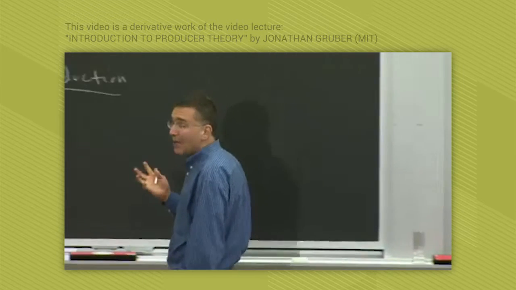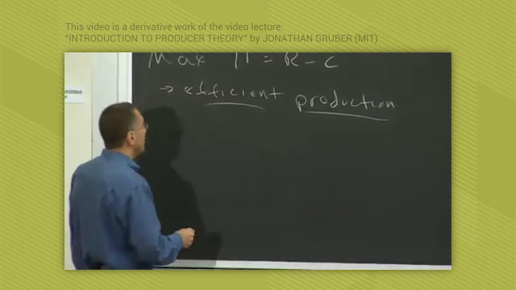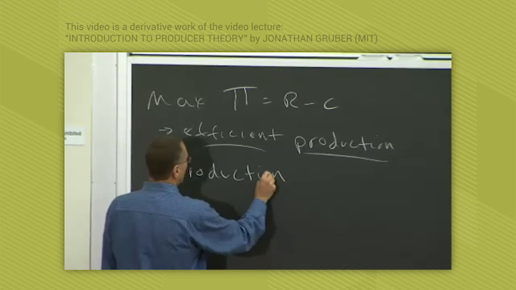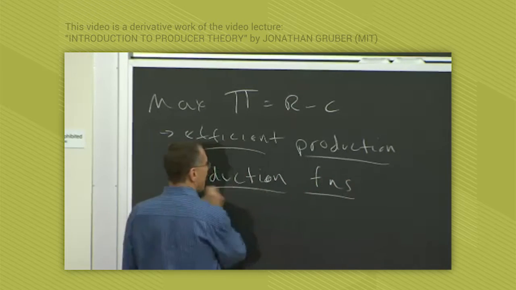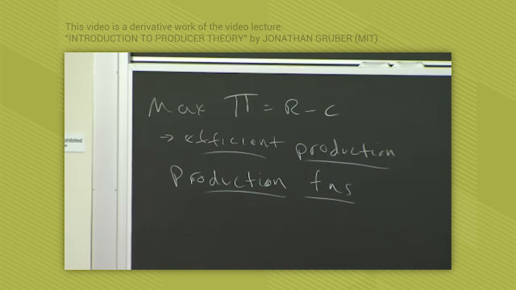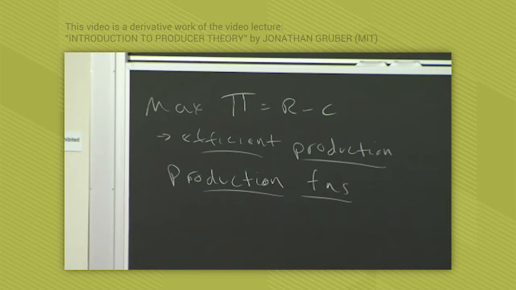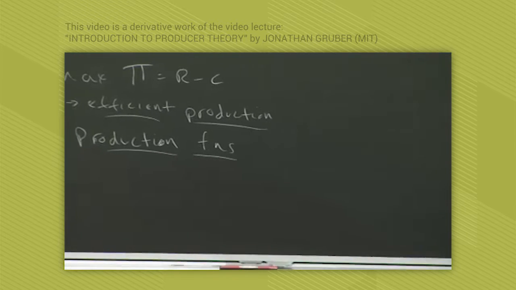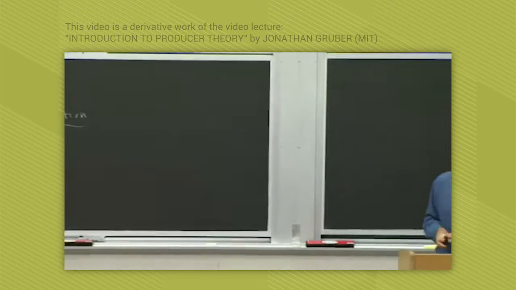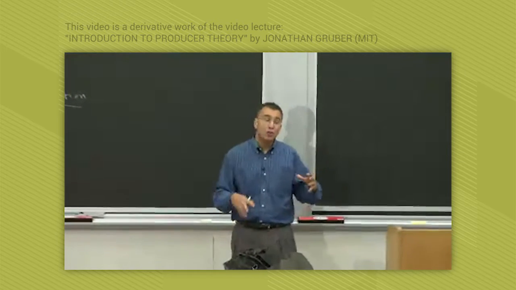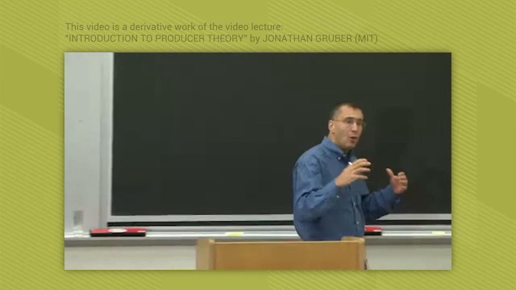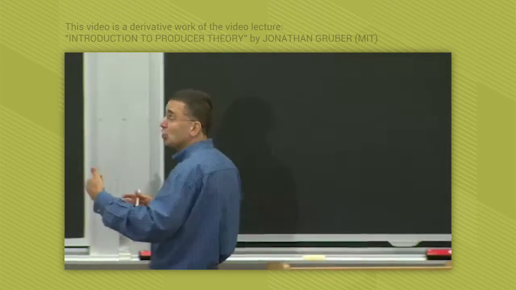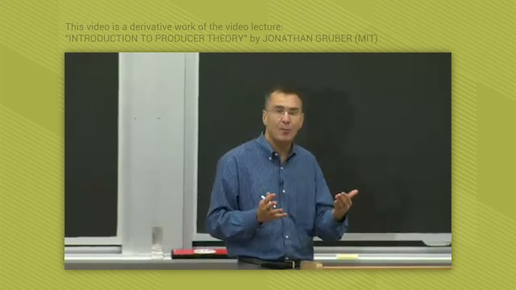To decide how to efficiently produce goods, today we're going to discuss firm production functions. That's essentially the technology by which a firm takes inputs, or what we call factors of production, and turns them into outputs. Just like your utility function is a tool through which we take bundles of goods and turn them into happiness, a production function is a tool through which we take bundles of inputs and turn them into outputs.